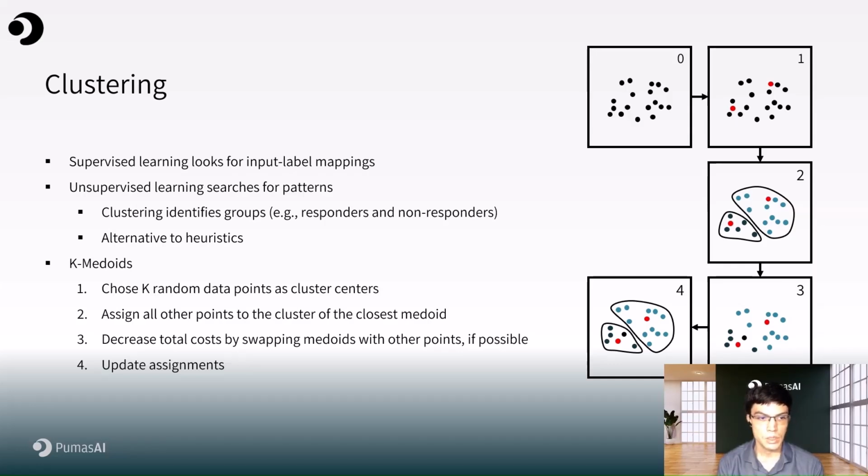And in the next step, we then try to decrease total costs by swapping medoids with other points, if possible. So here what we are trying to do is to change which data points are used as medoid clusters such that the total cost is minimized. And the notion of cost in k-medoids is the distance of all points in a cluster to the medoid of that cluster. So as we change medoids, there are choices for medoids for each cluster, so that the total cost or total distances should be minimized.